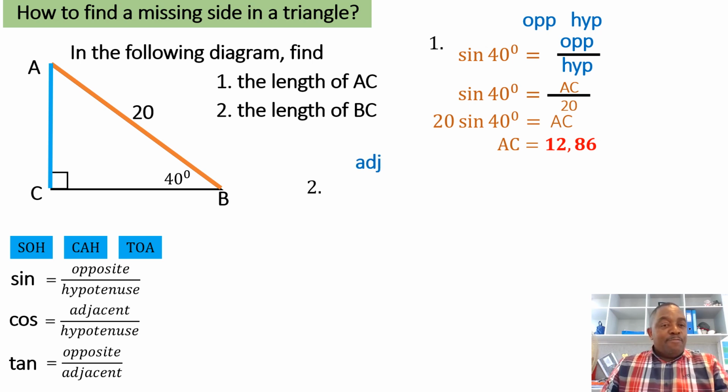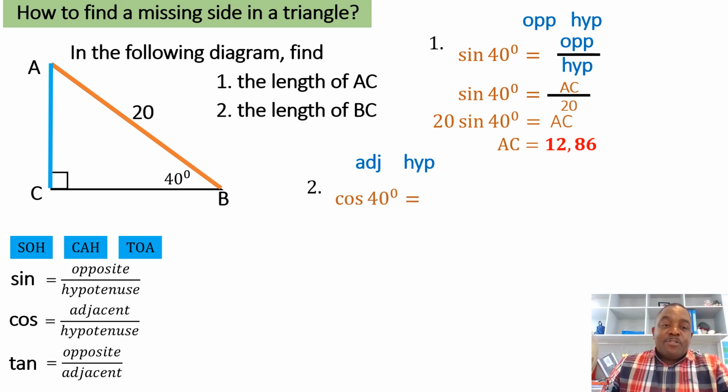Let's look at number 2. It says the length of BC. Now BC is adjacent to that angle 40 degrees. And remember again, we've got the hypotenuse, but you also have AC that you've just found out. But I've always advised that in order to be safe, always use what you've been given, so that in case your answer was maybe inaccurate or wrong in the previous calculation, you're still safe in that you're using something that was given.